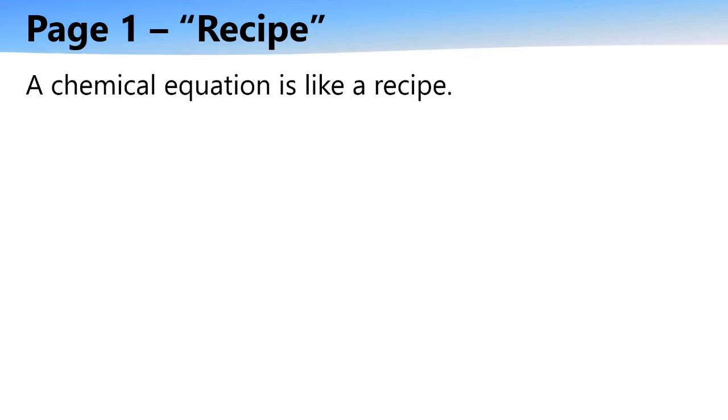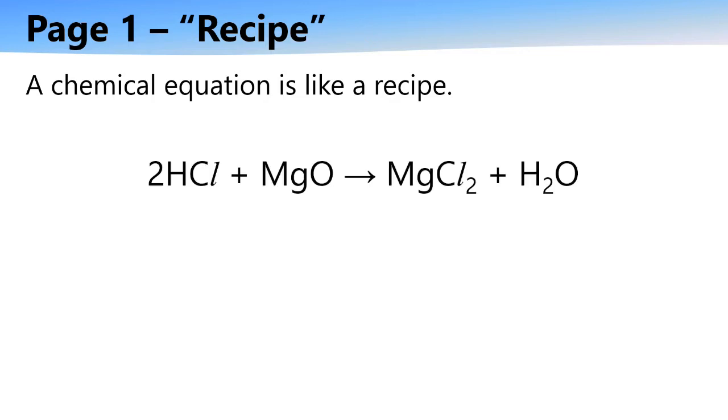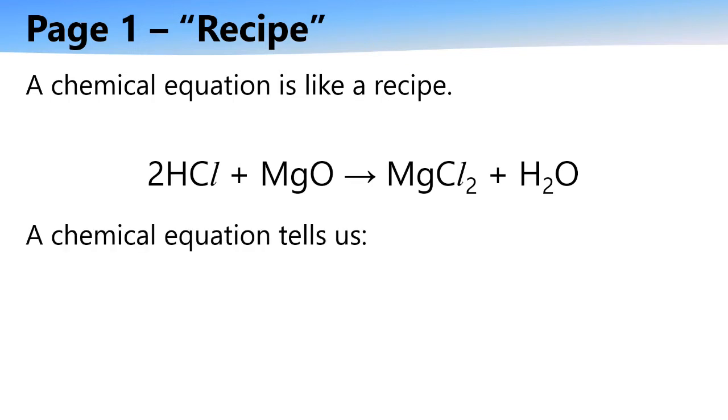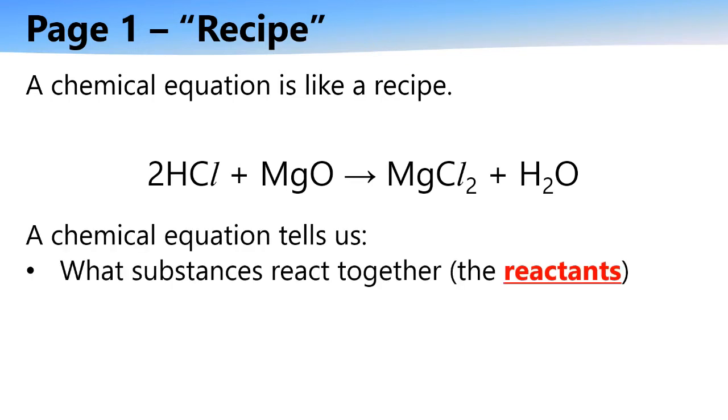Similarly, a chemical equation is like a recipe. Let's see here, I have 2HCl plus MgO, and I'll get MgCl2 and H2O. Right, this is a simple neutralization reaction. A chemical equation tells us what substances react together. These are called the reactants. For this equation, HCl and MgO are the reactants.